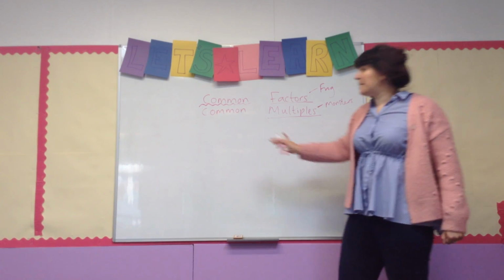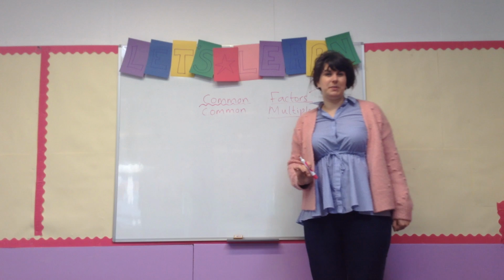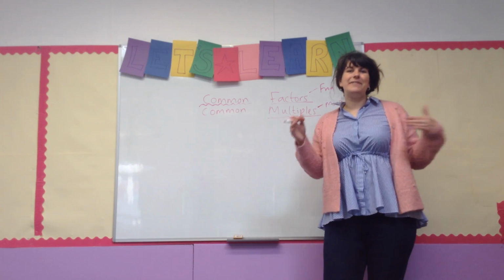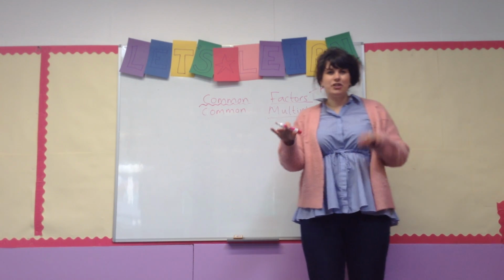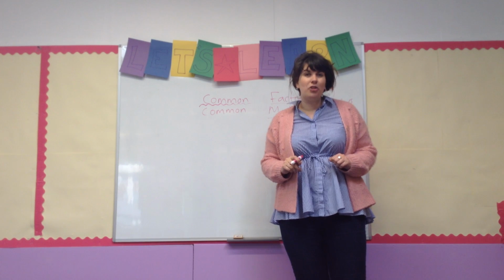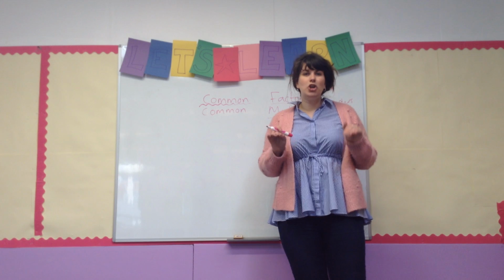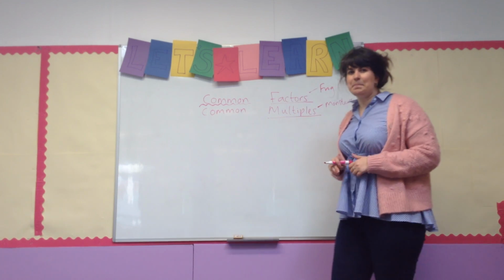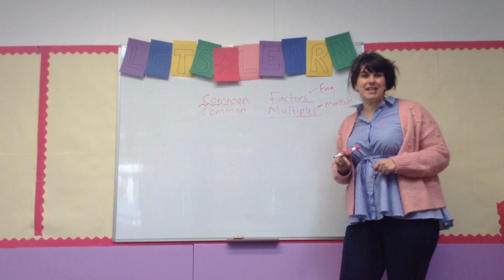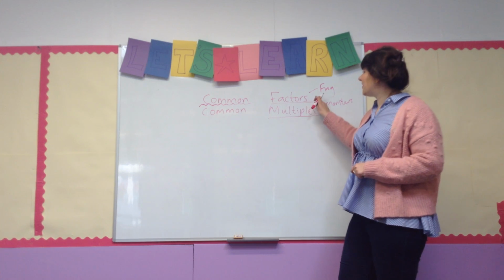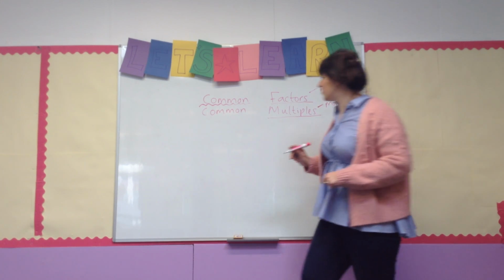So we're going to be thinking about common factors and multiples today, which means they're going to have something in common. If I had two children and they both had blonde hair, I could say that the blonde hair was something they had in common, something the same in both. So I'm going to use that information to help me to find some common factors first of all.